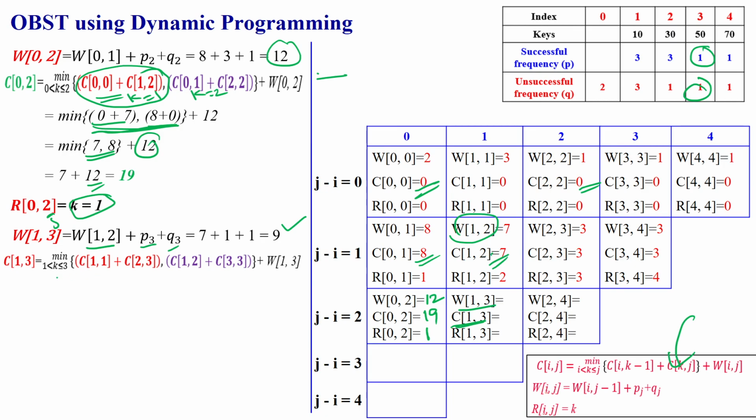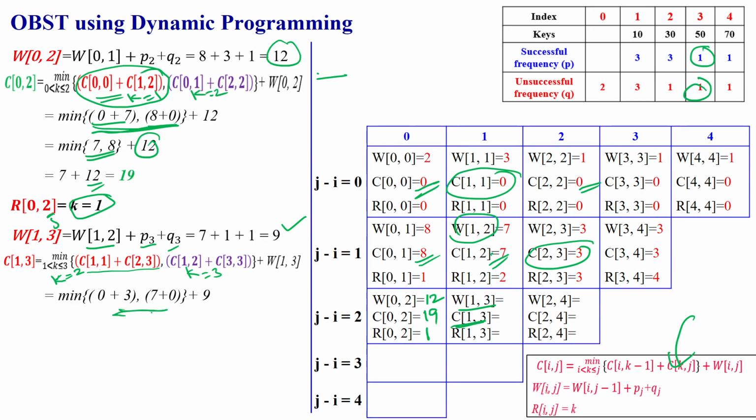So c of k, how many k values? K equal to 2, k equal to 3, so 2 k values. So when you are substituting the values in the formula, you will get this term. Then which is giving you minimum value? So minimum of c of 1 comma 1, right, you are getting from the previous terms, right? Then 2 comma 3, right? So like that, when you're calculating, you will get this term, right?